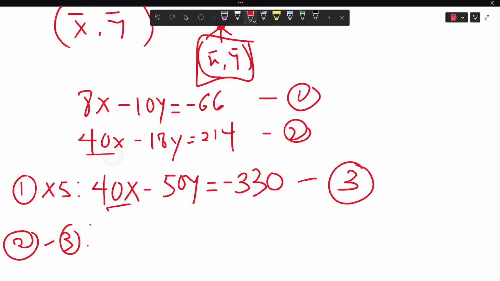So 40x minus 40x gives us 0. Then 18y minus negative 50y, so you're getting 18y plus 50y, which gives us 68y, should be equal to 214 minus negative 330, which is 544.